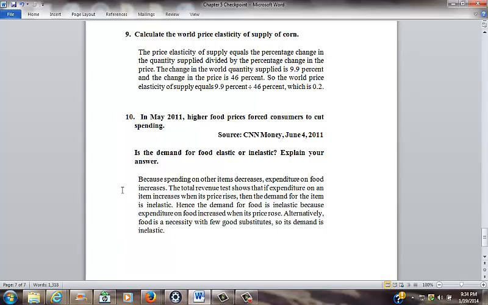In May 2011, higher food prices increased spending on food and decreased spending on other items. The total revenue test shows that if expenditure on food increases when its price rises, then the demand for food is inelastic. Food is a necessity with few good substitutes, and expenditure on food increased, so its demand is inelastic.